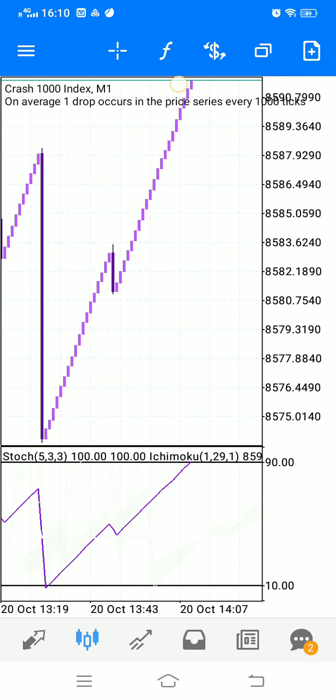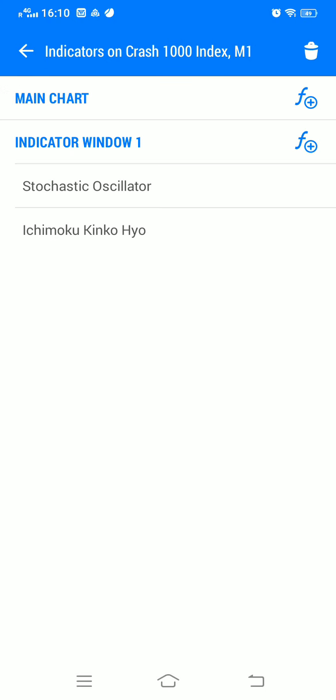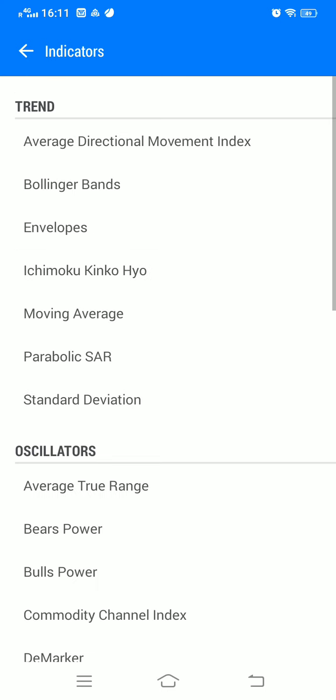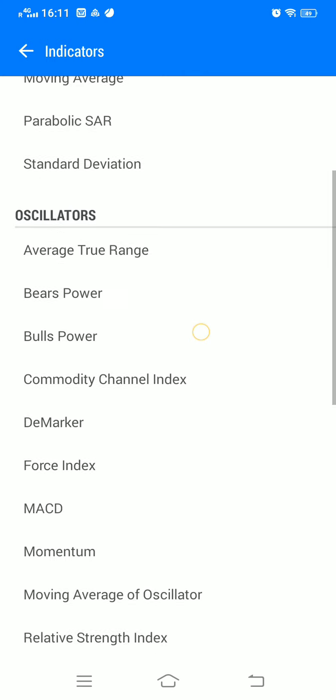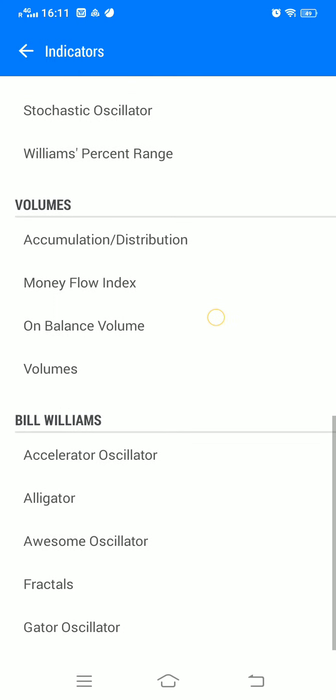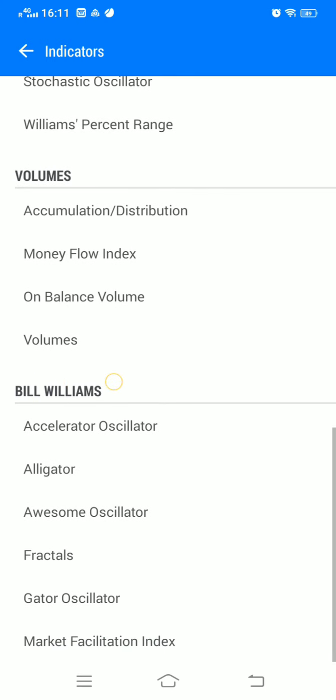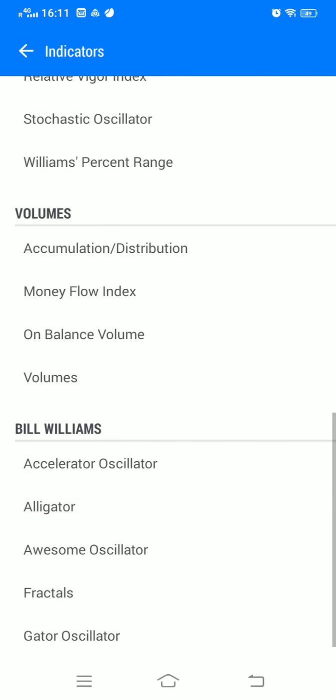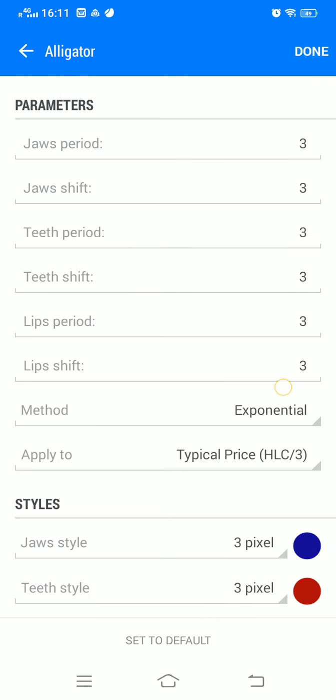So we're going to click on the F icon again, and this time we want the alligator on our main chart. So instead of clicking on indicator window 1, we're going to click on main chart, on the F over here on main chart, right? So we tap on that and we're going to look for our alligator. If we just scroll down under Bill Williams over here, we have our alligator. So we just tap on our alligator, and then these are the settings.